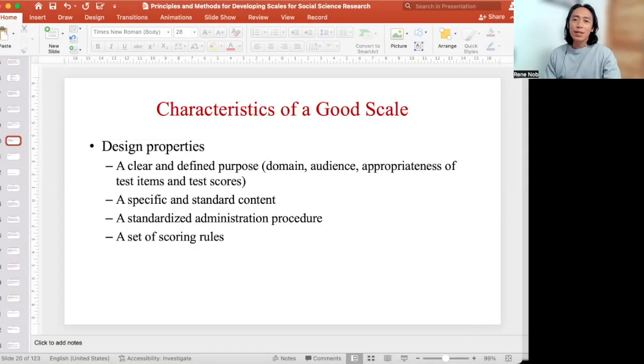Hello everyone, welcome to the second part in the series of lectures on scale development. In part 1, I talked about an introduction to scale development, hypothetical construct, the importance of developing scales, and for today, I'll be discussing the characteristics of a good scale.